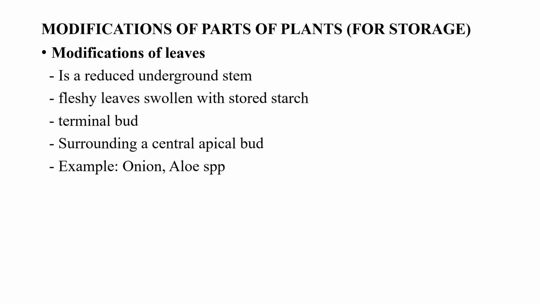Then we also have onion. Onion is common to us. We say onion is a modified leaf. In some cases, some people call it a modified shoot. But the most important thing is that it has buds. It has the apical bud, the terminal bud. At the base, you have the adventitious root.